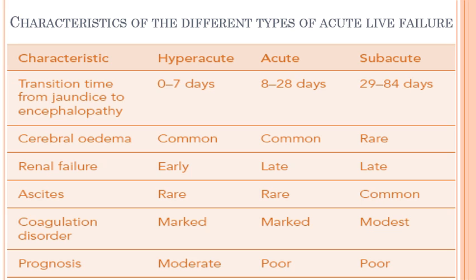The second characteristic of acute liver failure is cerebral edema, that is the accumulation of fluids in the cerebrum. In hyperacute liver failure, it is common. In acute liver failure, it is common. However, in subacute liver failure, cerebral edema is rarely present.